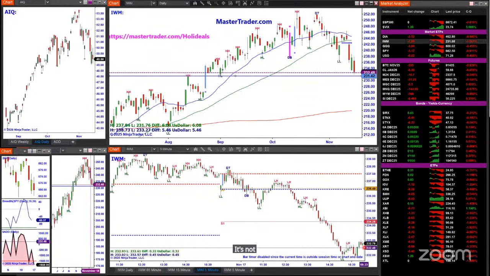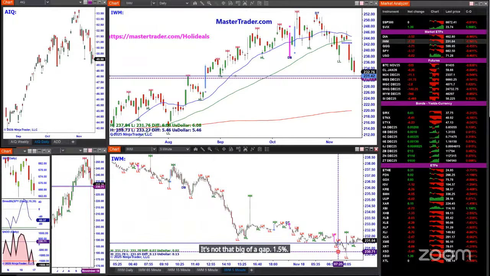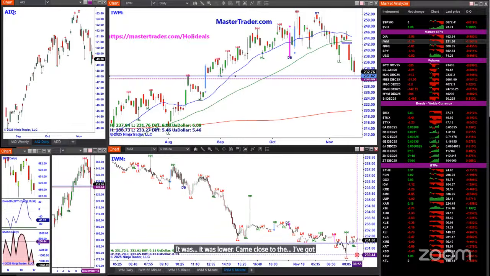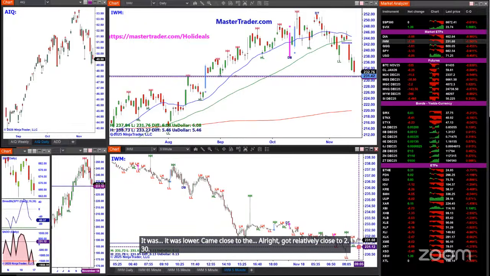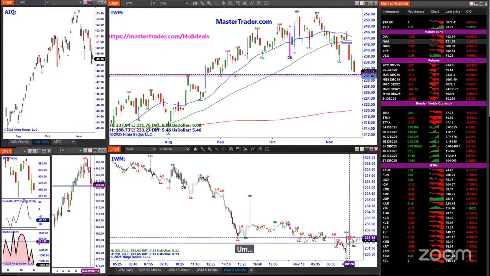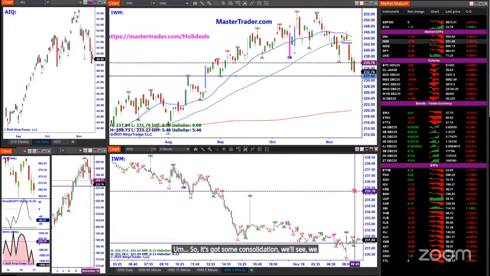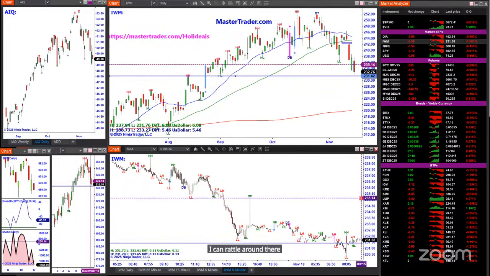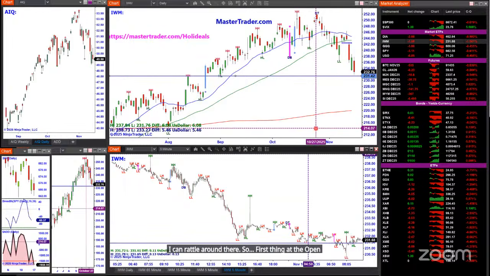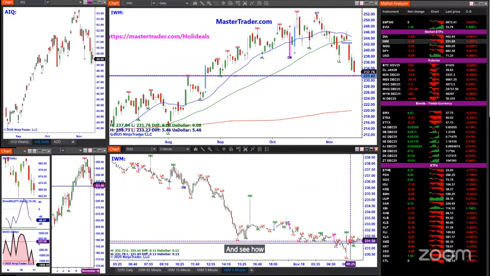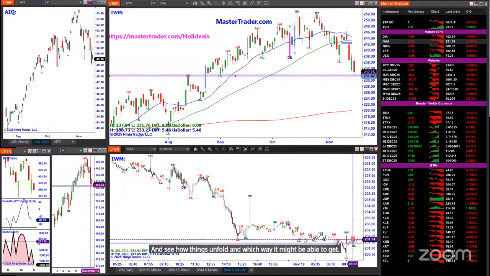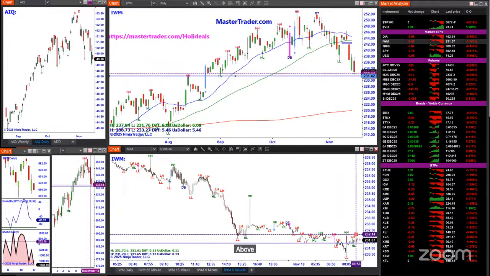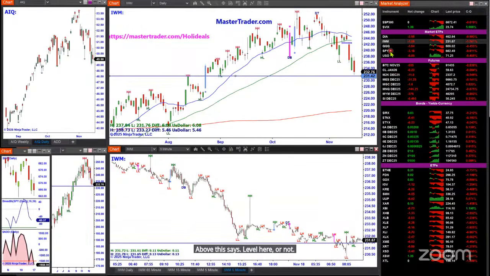It's not that big of a gap, 1.5%. Yeah, it was lower. It got relatively close to 230. So it's got some consolidation. We'll see. We can rattle around there. So first thing at the open, as always, we're just going to watch and see how things unfold and which way it might be able to get above this level here or not. Right.